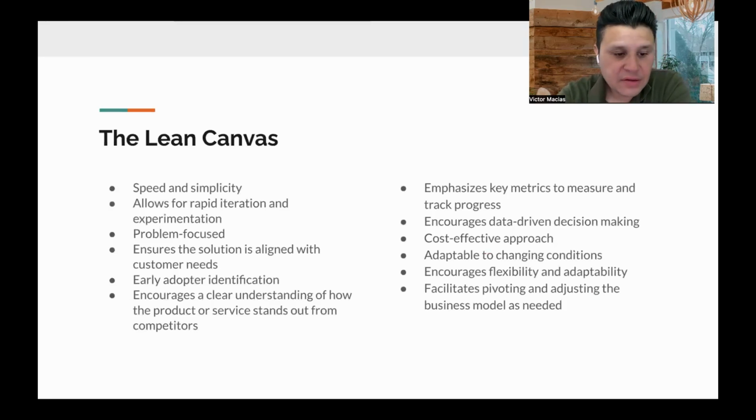Benefits of the lean canvas: speed and simplicity, problem focused, and it encourages data-driven decision making. One of the best things that you can do as an entrepreneur is separate your emotion from your logic. We tend to be very passionate. We tend to be very optimistic. It's great. It's what keeps the vision alive. But when we need to make decisions around business, we need to find a way to separate that emotion from logic. And this lean canvas allows us to do that because it allows us to test.